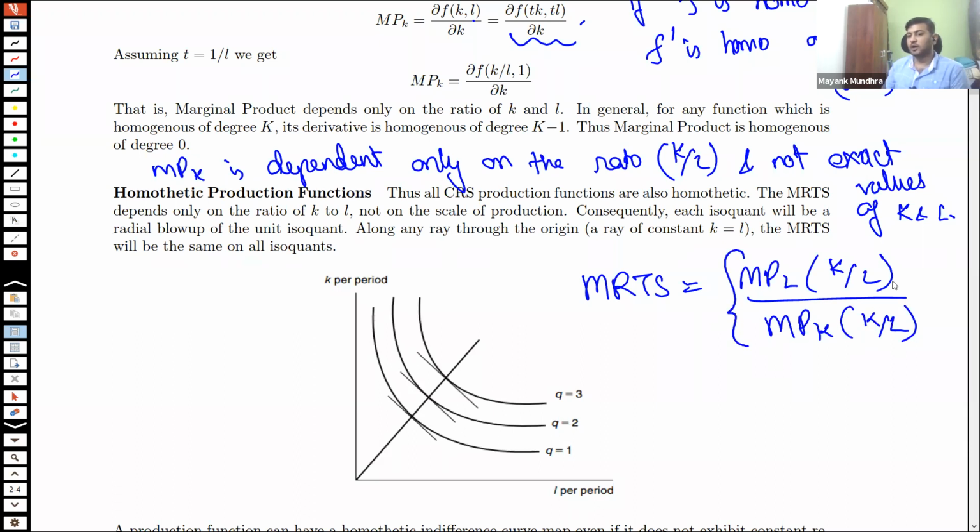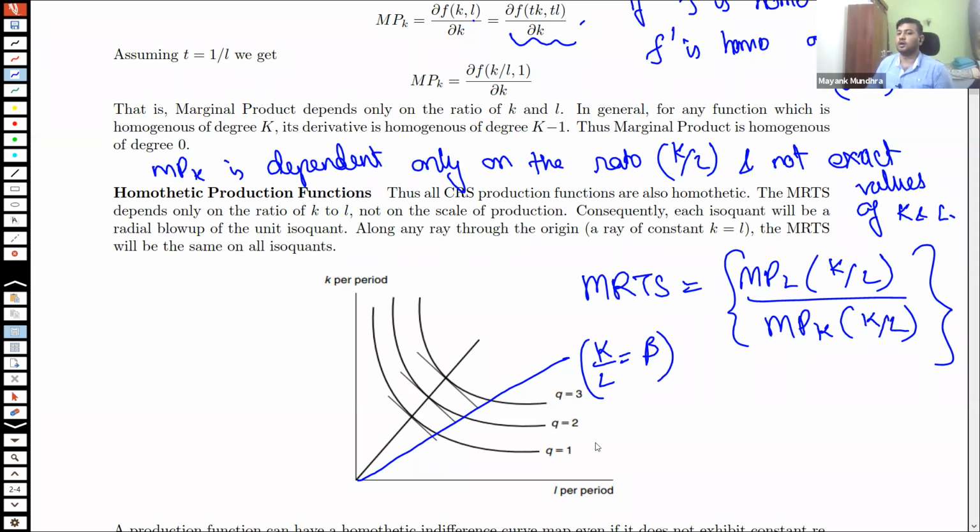So essentially what you have is that your MRTS is only dependent on the ratio K by L and not on the actual values of K and L. So the point is that if I draw any line through the origin, it has a formula K by L equals some value beta. This is the standard line through the origin, y equals mx, right? So K by L equals m. So this is the equation of a standard line through the origin.